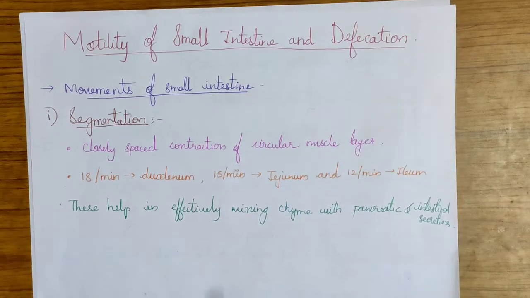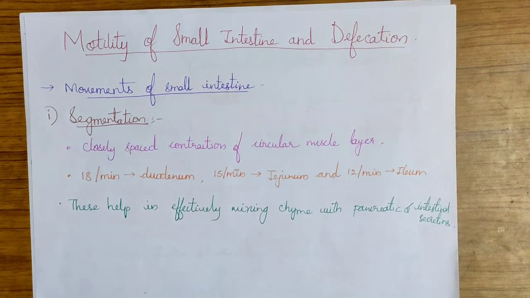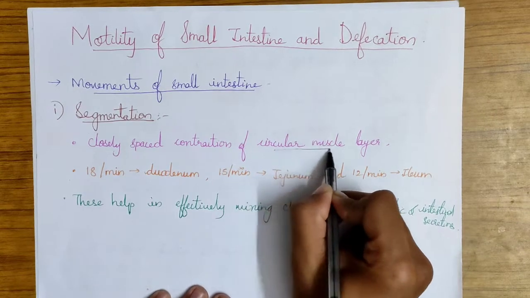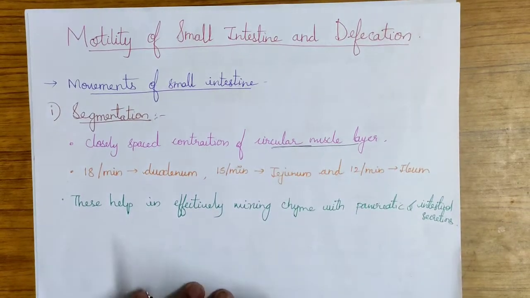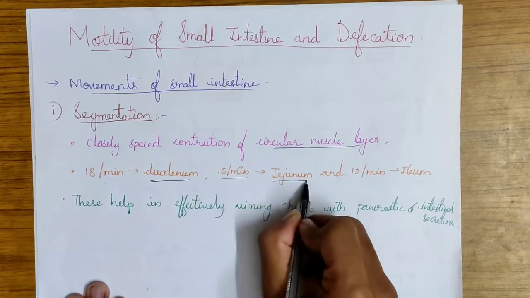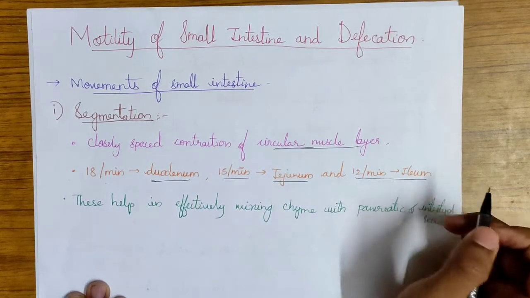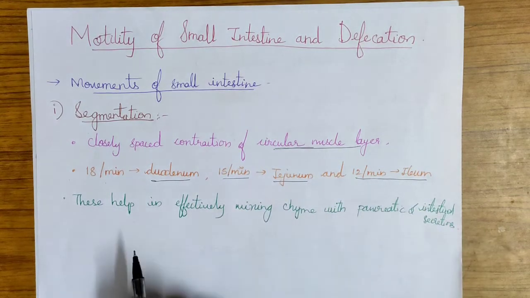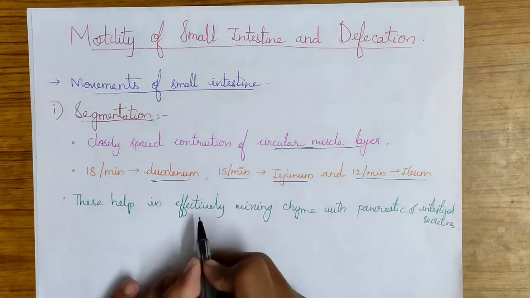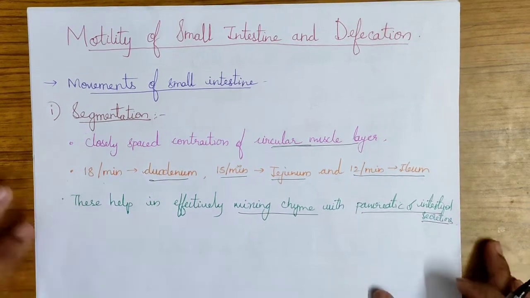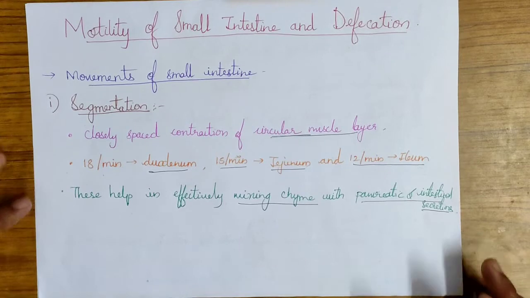The movements of the small intestine. First one is the segmentation. It is the most common movement of the small intestine. It is closely spaced contraction of circular muscular layer of the small intestine. It is 18 per minute in the duodenum, 15 per minute in the jejunum and 12 per minute in ileum. So it decreases when it comes to the ending part of the digestive tract. It helps in effectively mixing the chyme with pancreatic and intestinal secretion. So it helps as a mixer.